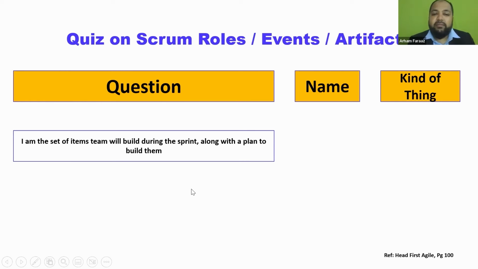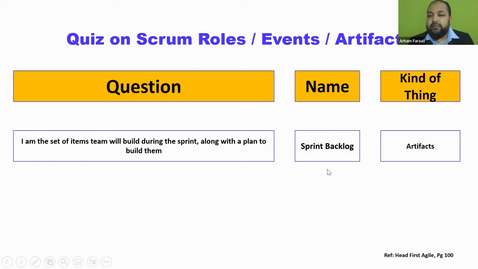And the set of items the team will build during the sprint along with the plan to build them. Okay, so what is this? I'm the sprint backlog, and it's an artifact. So the keywords, if you have to look for them, are: team will build during the sprint, along with the plan to build them. Right, the sprint planning. That's about it.